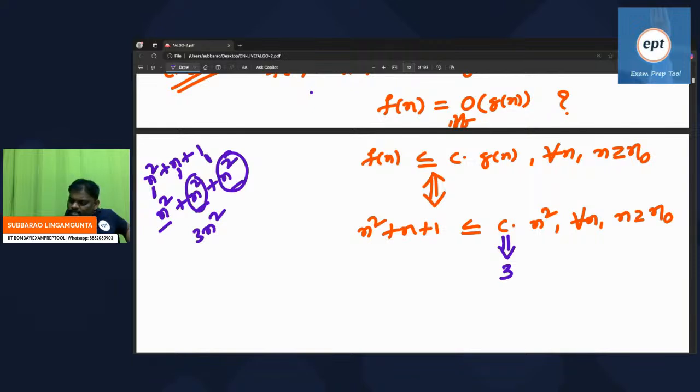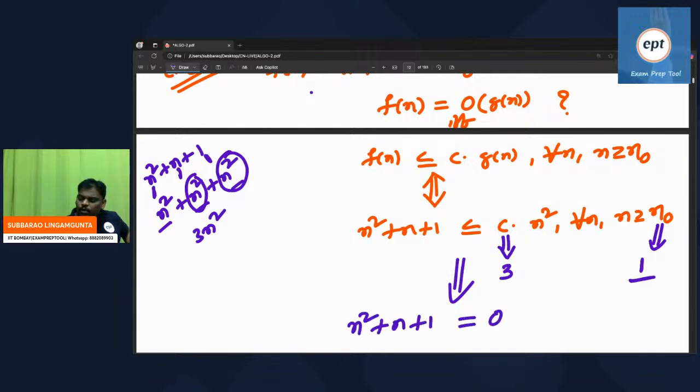Some people are asking, sir, from which place does this relation hold good? Let's start from 1. From 1 onwards, is it working or not? Verify. If I keep n value 1, the left side is 3, the right side is also 3. So n value 1 is working. Let's take n value 2. The left is 4 plus 2, 6 plus 1, 7. The right, at n value 2, is 3 into 4, 12. So from 1 onwards it is working. Because it is working, I can conclude that n square plus n plus 1 is big O of n square.